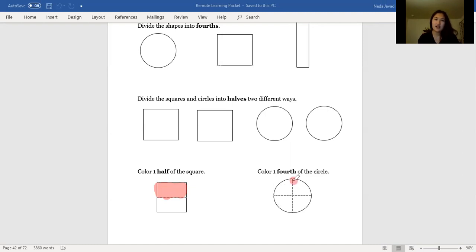So you should have colored one of these. Does it matter which fourth or which quarter of the circle that I choose to color? How do you know? You're right. It doesn't matter which fourth of the circle that we color because each fourth or each quarter is the same size. Let's keep going.